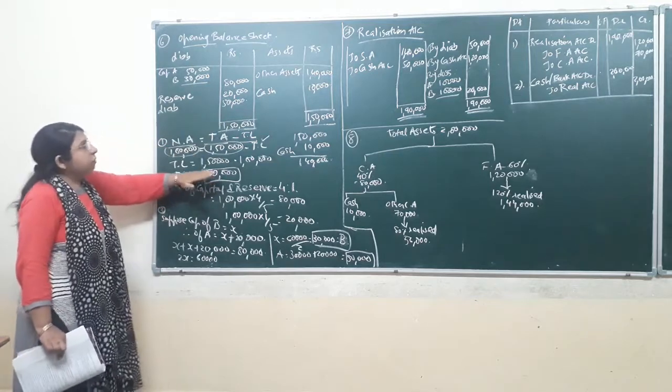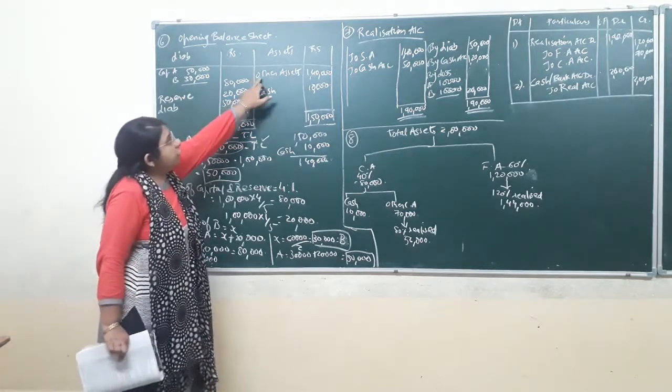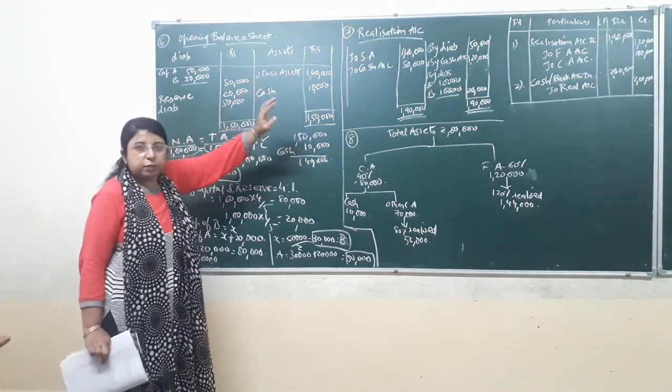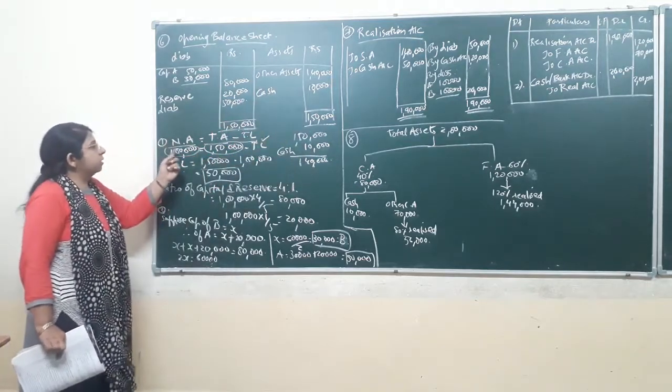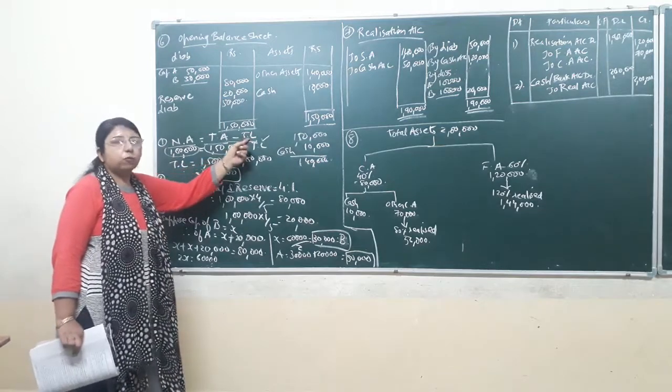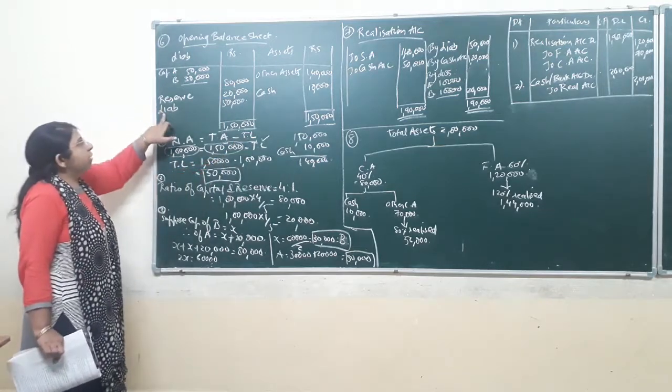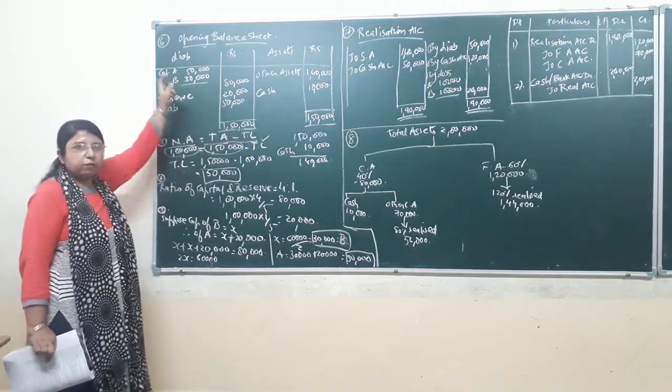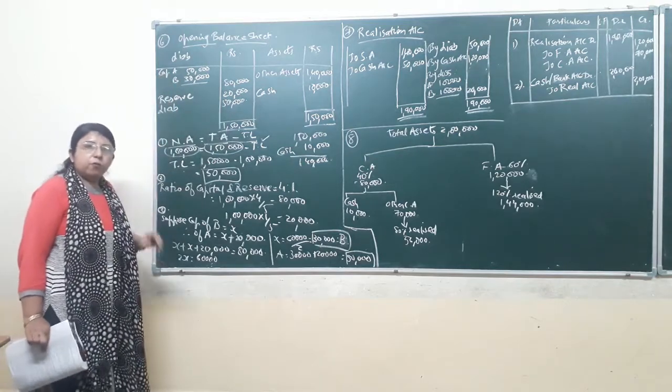Up till here we have found the value of the other assets and the value of cash, that is total assets. From the total assets we subtracted net assets and we got the value of total liabilities. So we have got the value of liabilities, that is 50,000, that we have written on the liability side of the balance sheet.